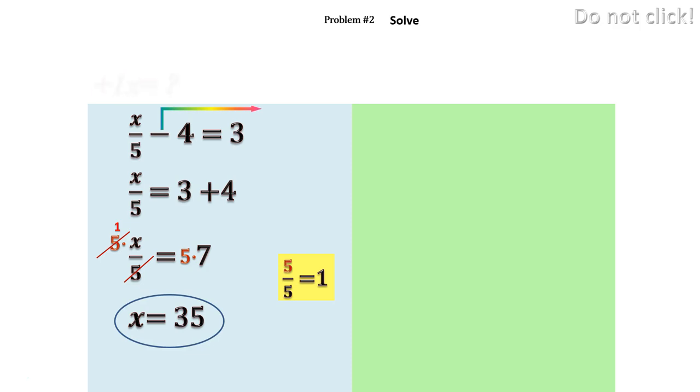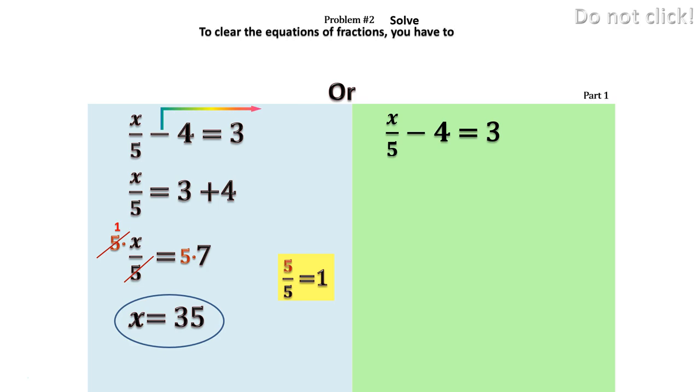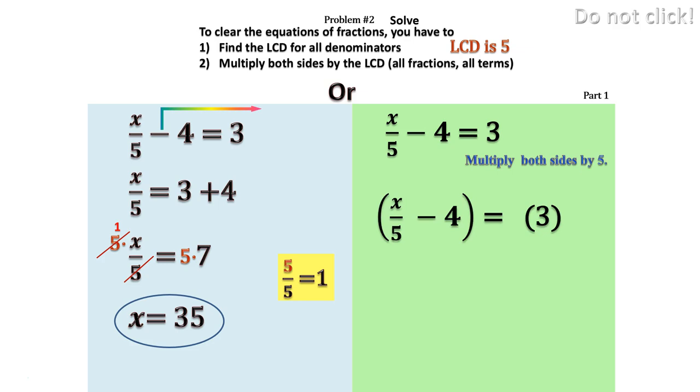This method is good for solving simple equations, but we are going to develop another method which would allow us to clear fractions. So here is the same equation, and we are going to clear fractions. Part 1. We have to find the least common denominator for all denominators. In this case it will be just 5. And then we have to multiply both sides by the least common denominator, in this case just 5. We are going to multiply the entire side, left and right. This is why I use parentheses. So times 5, times 5.